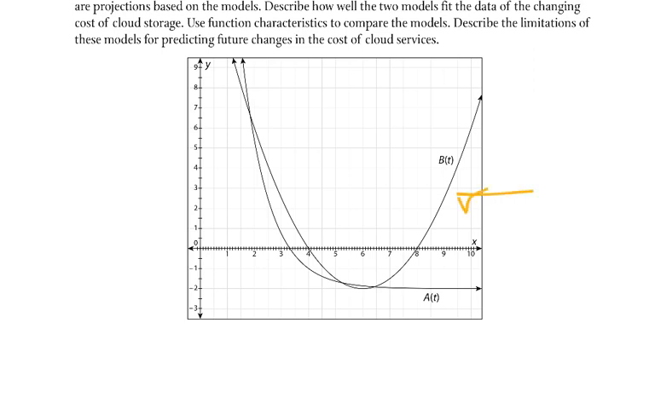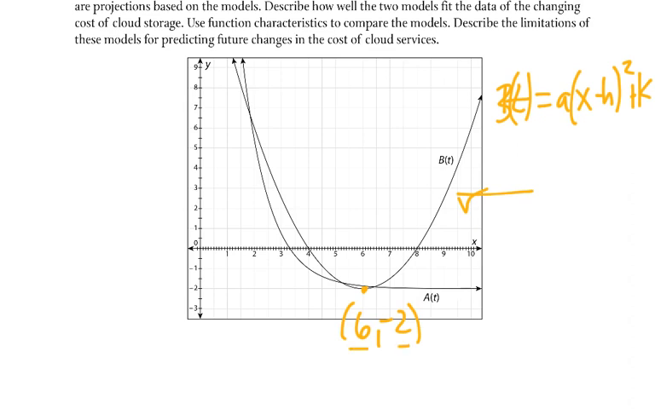So, looking at the quadratic, we can find its vertex, which would be 6, negative 2. And if you recall, there's the vertex model formula, b of t equals a times (x minus h) squared plus k. So, using that, we can figure out what our equation would be, knowing that we have these two pieces of information, our h and our k. So b of t would equal a times (x minus 6) squared minus 2, because plus k would be plus negative 2, which is just minus 2.